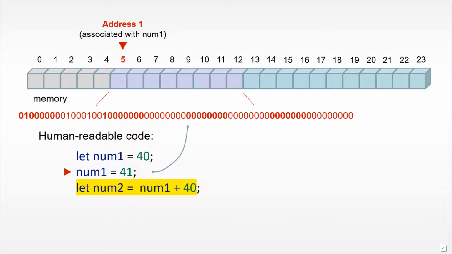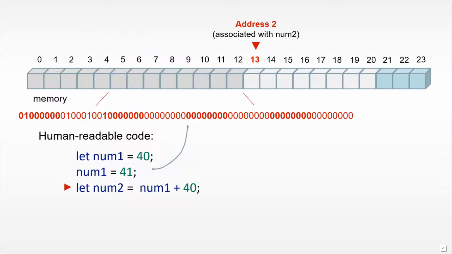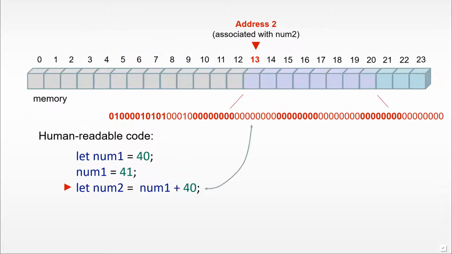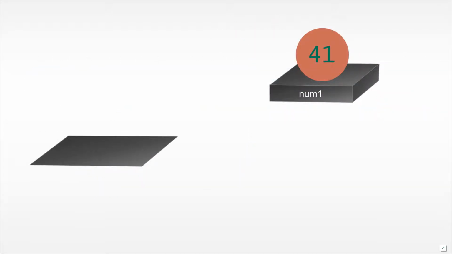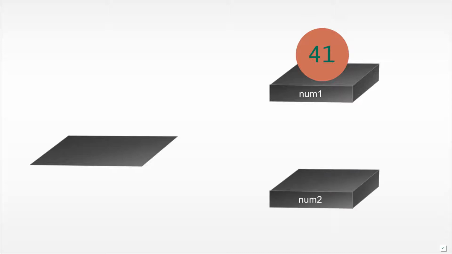What would happen if we add a third line of code where we now define a new variable num2 and in it we would place the num1 value, which is 41, added to the number 40. How can we represent this? Once again, we would run this line of code. Well, what we would do is we would go to a new address in memory at place 13, which is empty, and then we would put in a series of zeros and ones there that correspond to the number 81 in this case. Let us see this visual again using our shelves and balls.